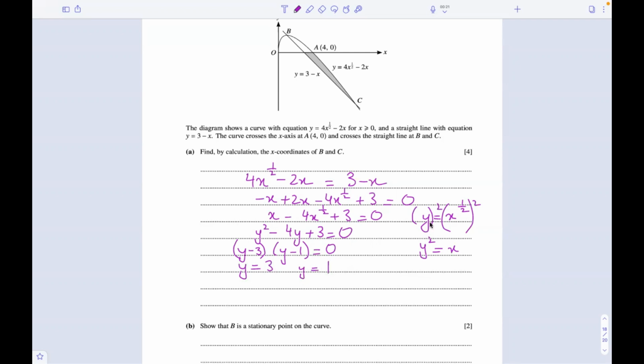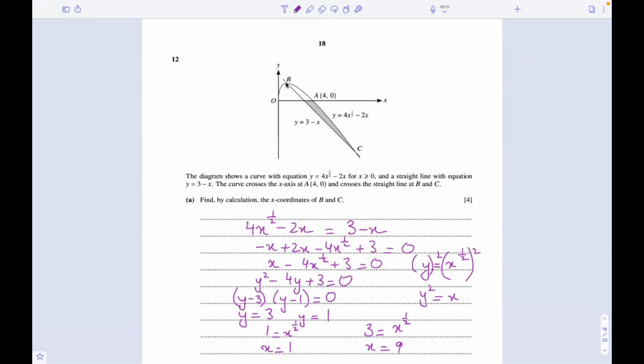Now we know that y equals square root of x. So 3 equals square root of x. Squaring both sides, we'll get x equals 9. And the other value of y is 1, so we can write y equals x to the power 1/2, squaring both sides, we'll get x equals 1. So these are the x coordinates of B and C, meaning the x coordinate of B would be 1 and the x coordinate of C would be 9.